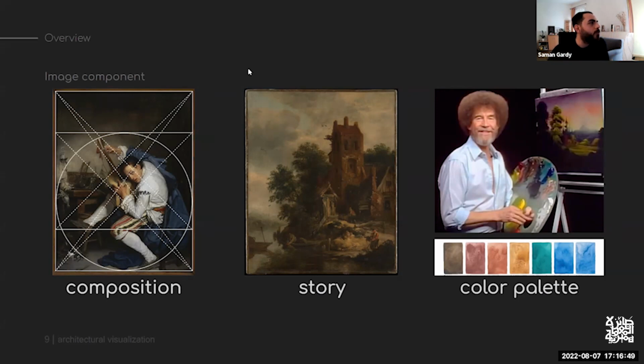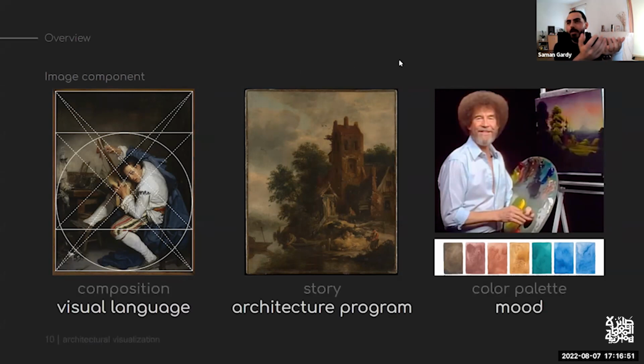When we say composition, what do we mean? Composition is the visual language. It's the way you show the hero. If it's a movie, it means your character. If it's an architecture visualization, obviously it's your architecture, how you show this architecture. So that's a simple definition. We go deeper into that later.